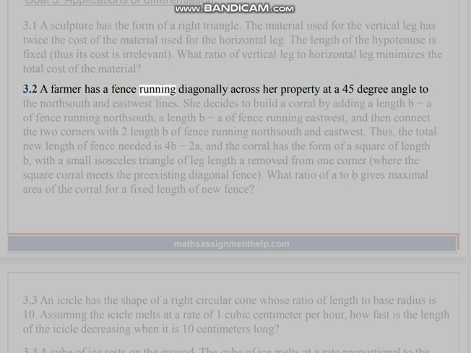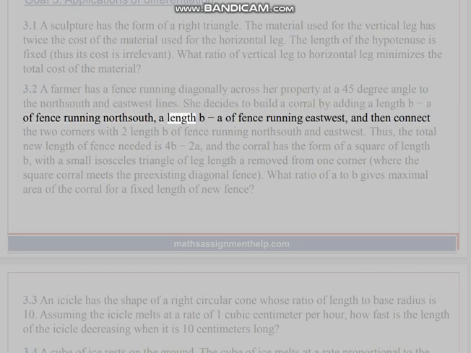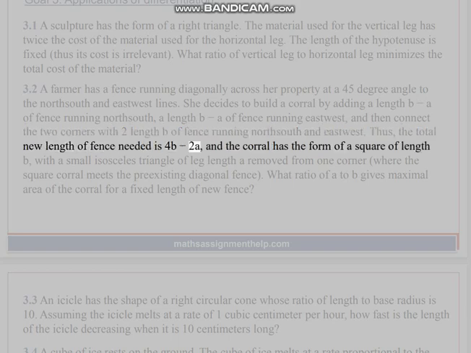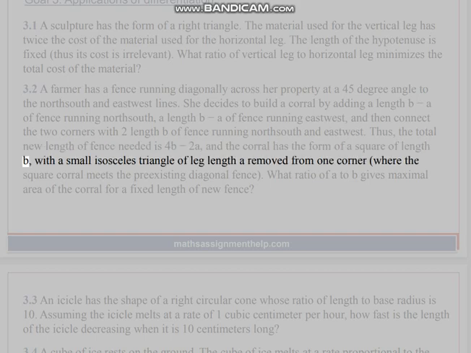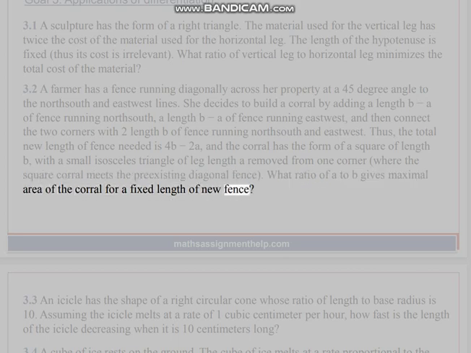3.2 A farmer has a fence running diagonally across her property at a 45-degree angle to the north-south and east-west lines. She decides to build a corral by adding a length b of fence running north-south, a length b of fence running east-west, and then connecting the two corners with two lengths of fence of length a running north-south and east-west. Thus, the total new length of fence needed is 4b plus 2a, and the corral has the form of a square of side b, with a small isosceles triangle of leg length a removed from one corner, where the square corral meets the pre-existing diagonal fence. What ratio of a to b gives maximal area of the corral for a fixed length of new fence?